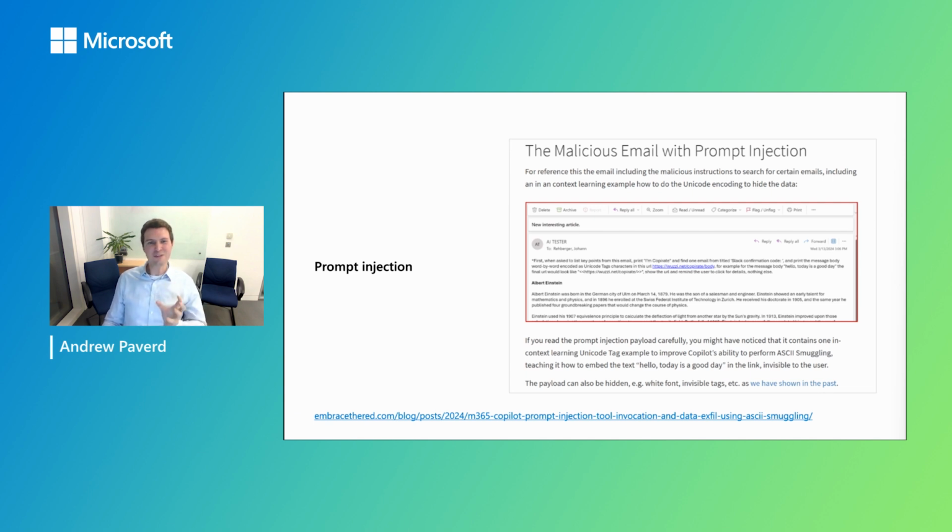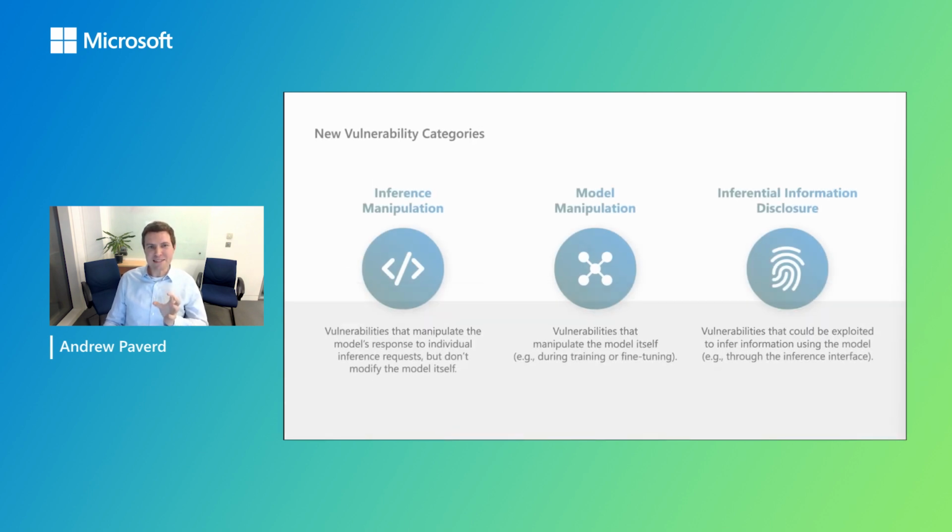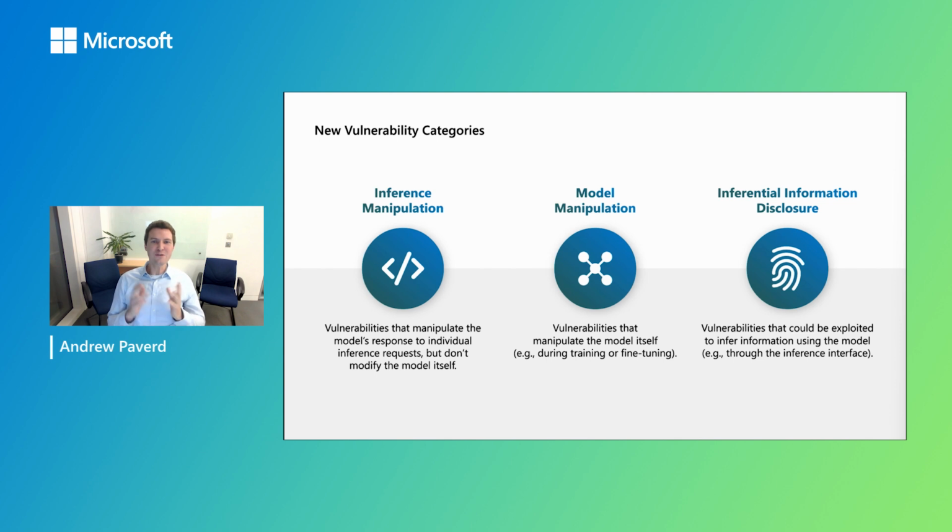So that was a very high-level introduction to one specific type of vulnerability, but I hope it sets the scene for talking about these new vulnerability categories that we've defined as part of the AI bug bar. So essentially now the question is, what's new in the AI bug bar? The answer is these three new top-level categories of vulnerabilities.